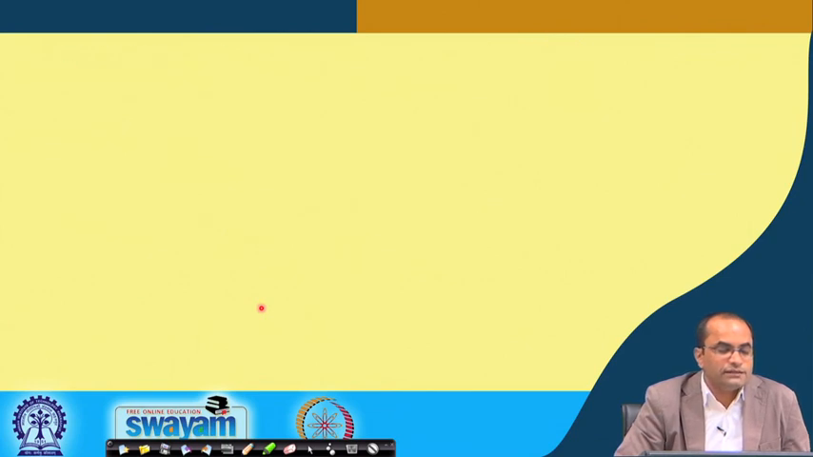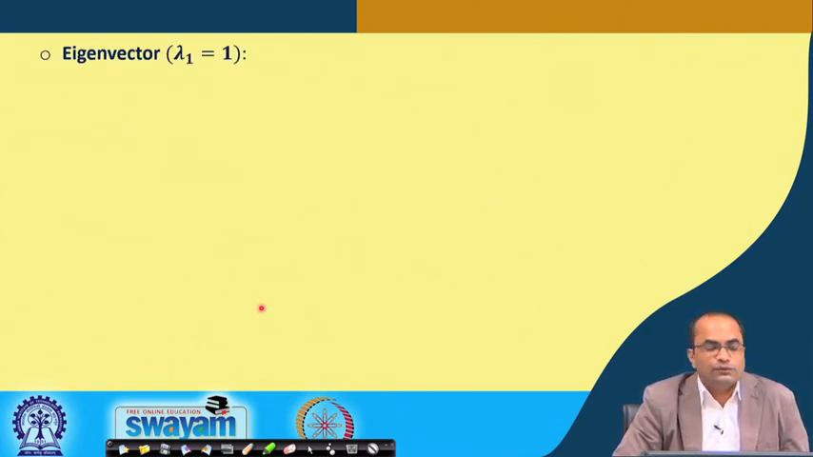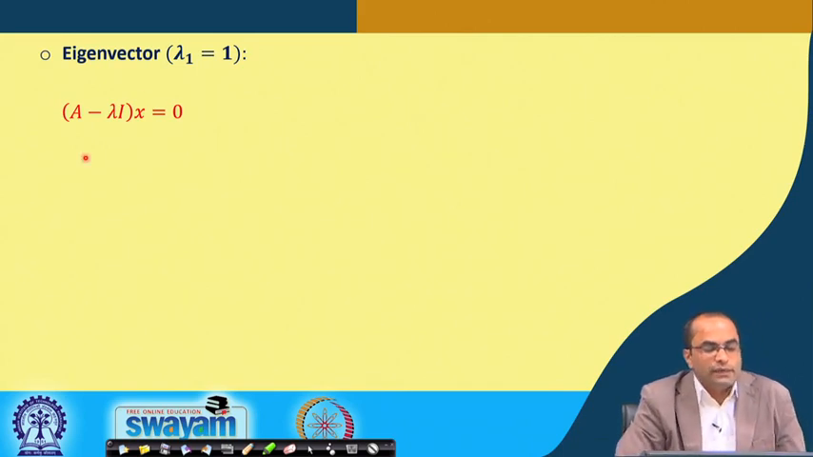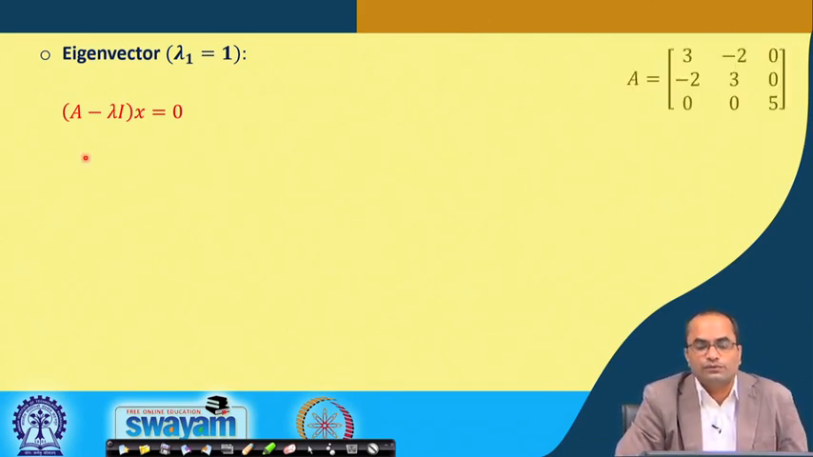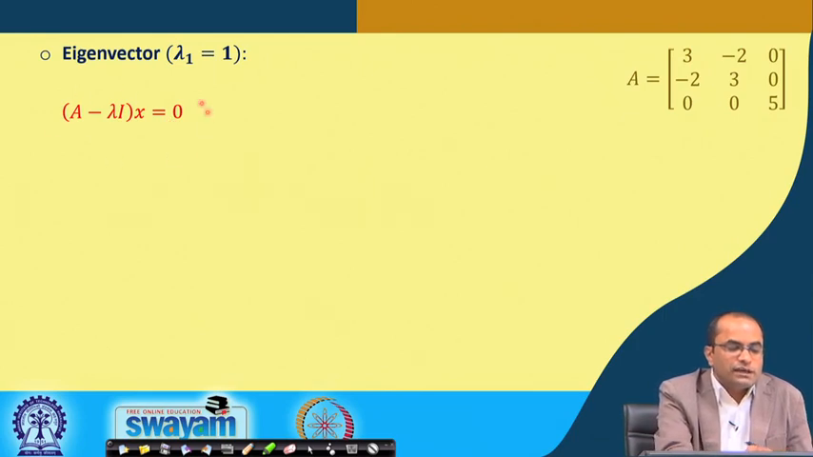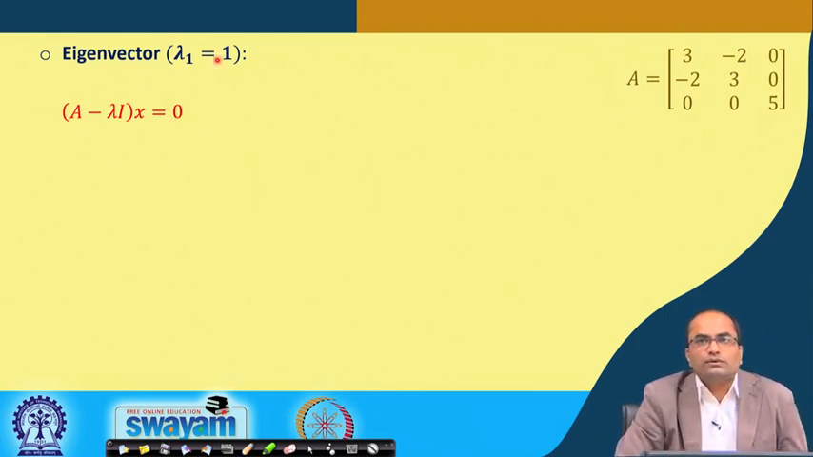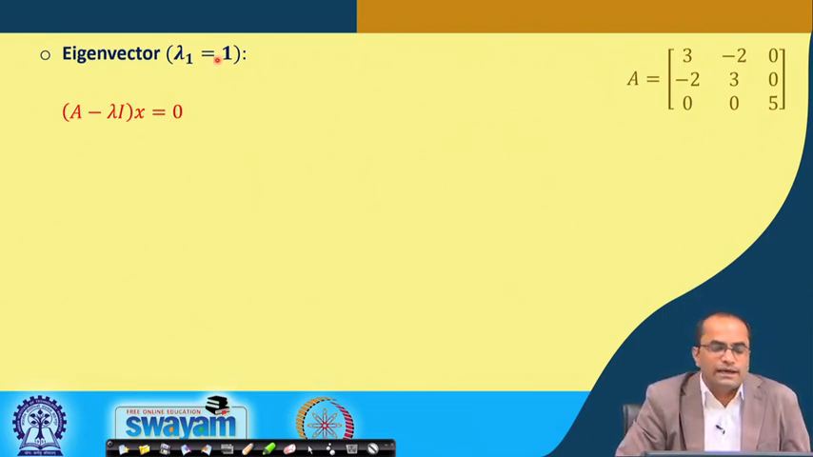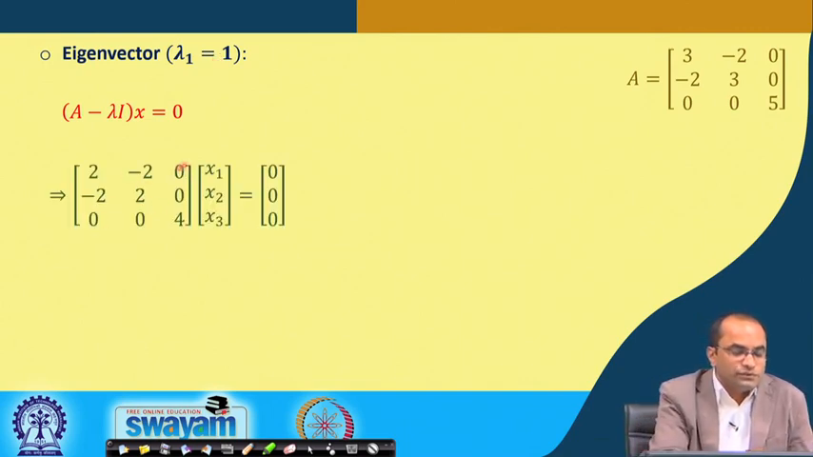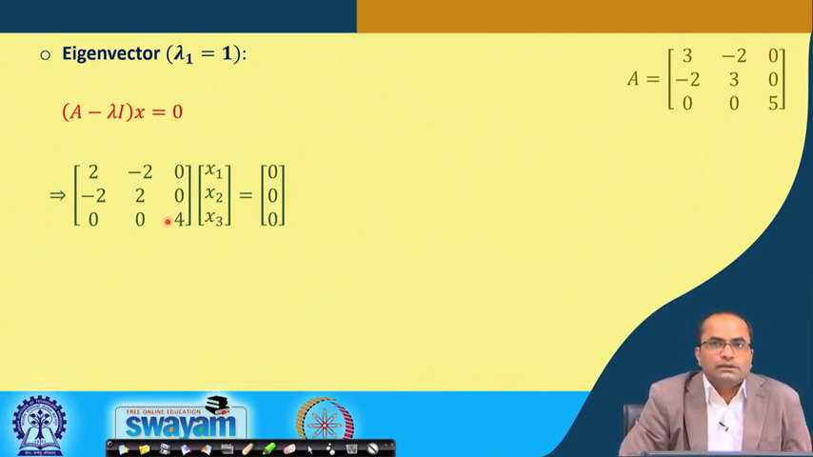So, when we take lambda 1 equal to 1, what do we get? The system of equations A minus lambda I x is equal to 0, and our A was 3, minus 2, 0, minus 2, 3, 0, 0, 0, 5. So, here A minus lambda I, and lambda is 1 now. So, 1 will be subtracted from the diagonal, and that will be our matrix here with 2, minus 2, 0, and this is again 2 here, the diagonal entry reduced by 1.